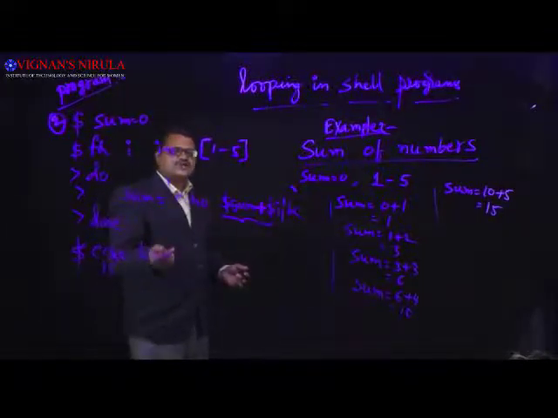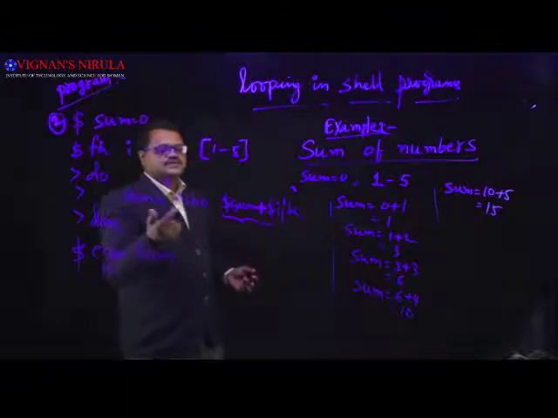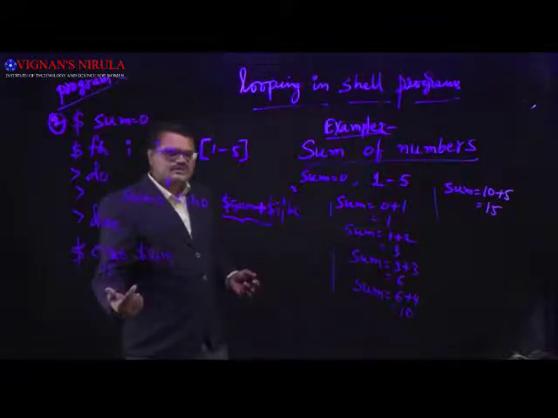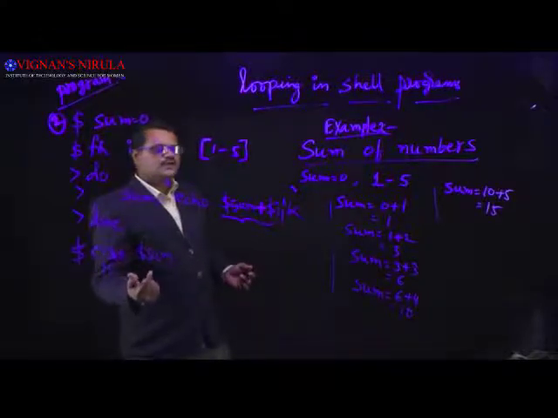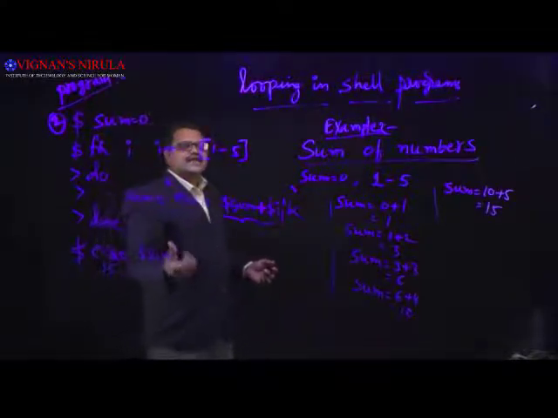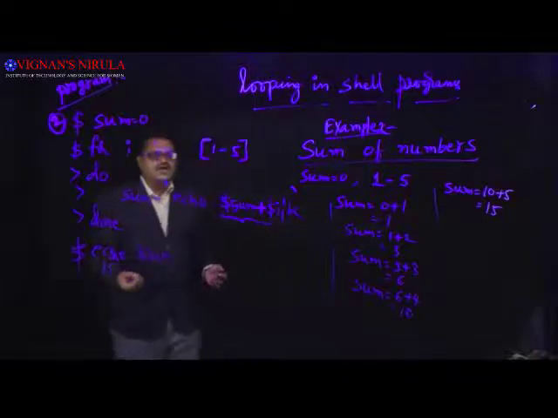the partial sum is 10. So 10 plus 5 is 15, which is the final sum. That means echo $sum will display the value as 15. So this is the second way of doing the sum of the numbers using the bc command.